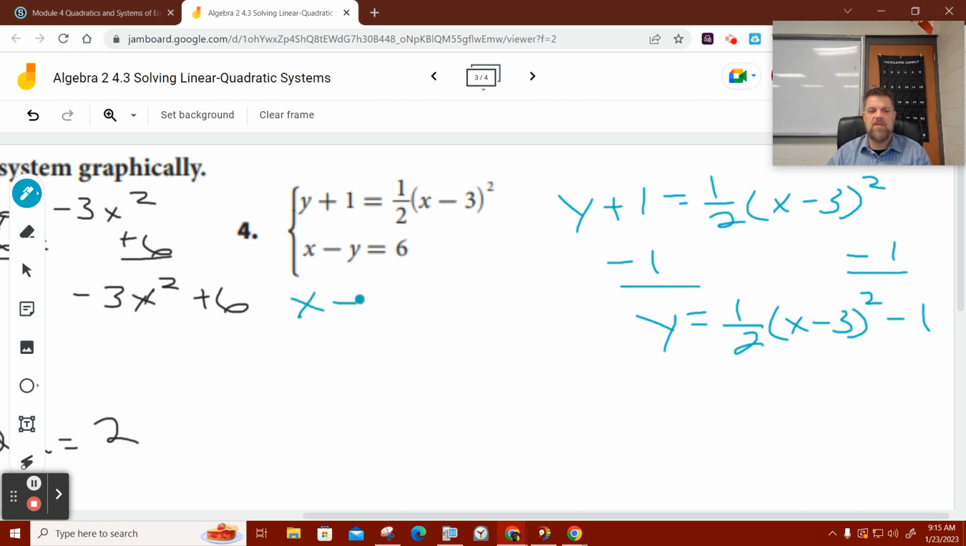All right, let's do the next one. I've got x minus y. This is one that students will make a lot of mistakes on. I want to get y by itself. Let's take a guess. What do you guys think we need to do to move the x away?